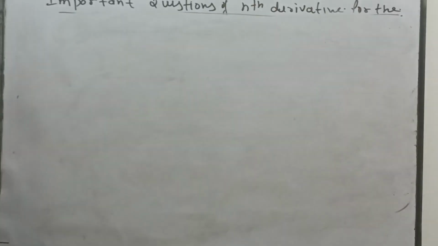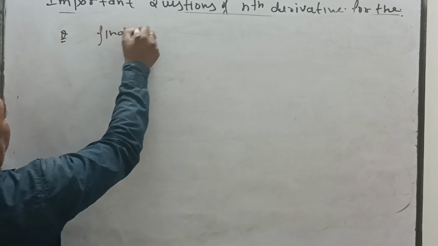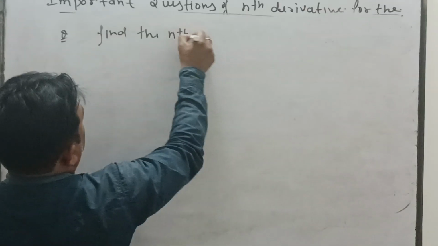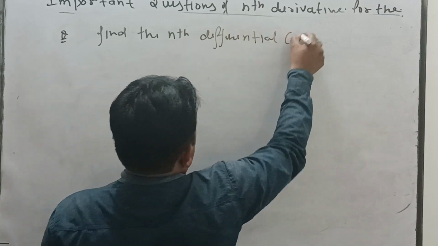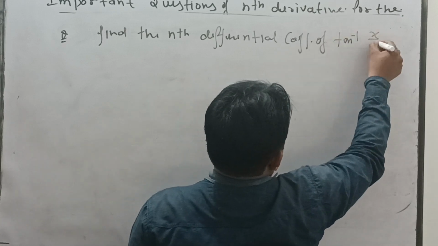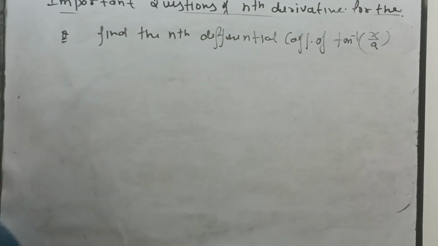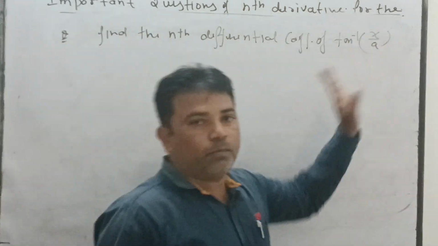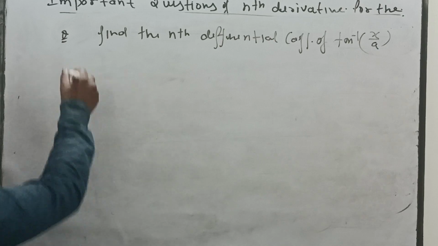We have discussed this; now the next question. Find the nth differential coefficient of y equals tan inverse of x upon a. Okay, now the solution of this question follows a similar process.